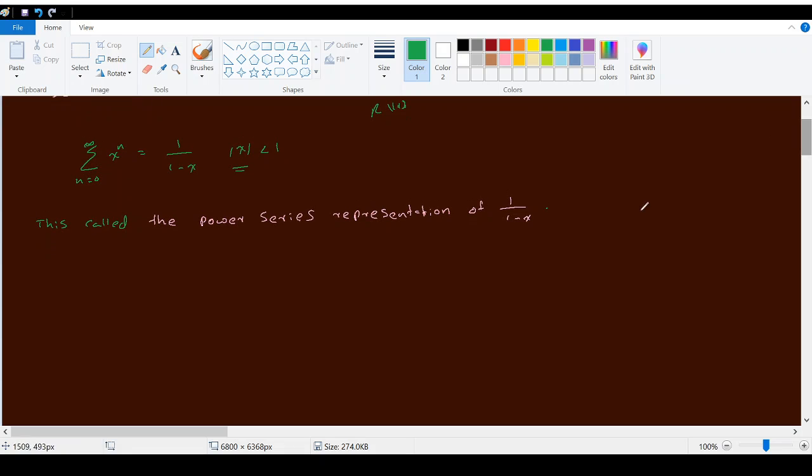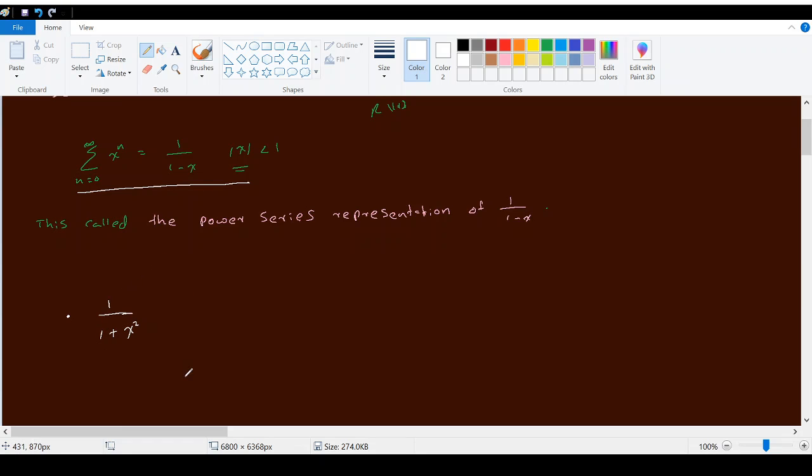Okay, now let's see whether we can use this relationship to obtain power series representations of some other functions. Say, for example, if we take this function 1 over 1 plus x squared, how about this? Can we write down a power series representation for this function? Of course, we can do that, right? So how are we going to do it? We can directly relate this equation to obtain the power series representation of this one, right?